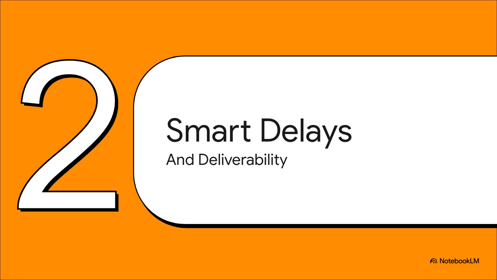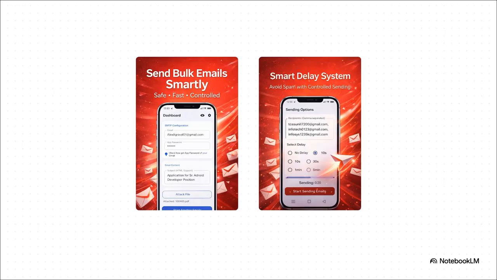Moving on to section 2, smart delays and deliverability. BulkPilot actually manages deliverability right from the app itself. You can easily set up your secure SMTP configuration right there in the dashboard, and then you get to utilize their smart delay system. And guys, this is where the magic really happens. You have complete control over the pacing of your outreach, which transforms what could be a risky bulk blast into a highly controlled, really safe delivery process.